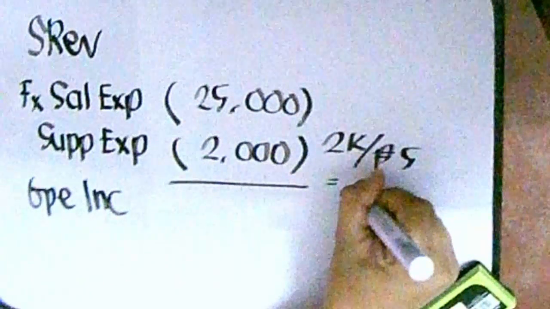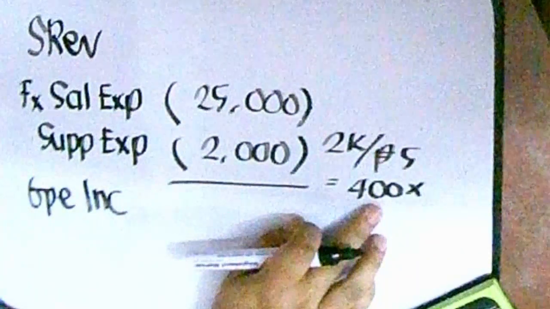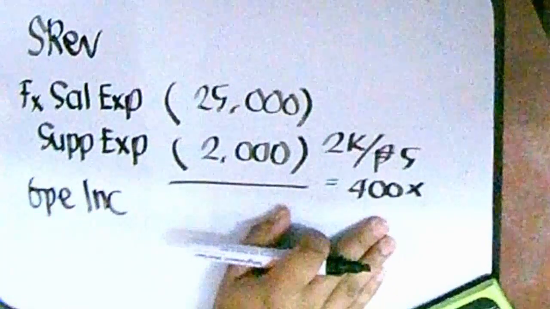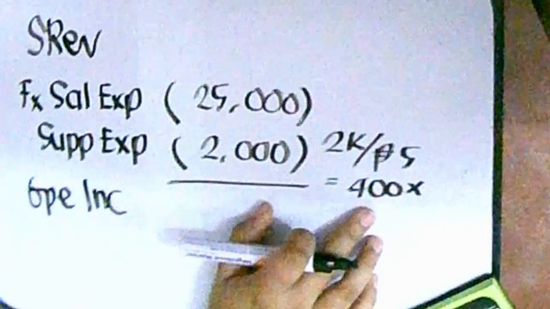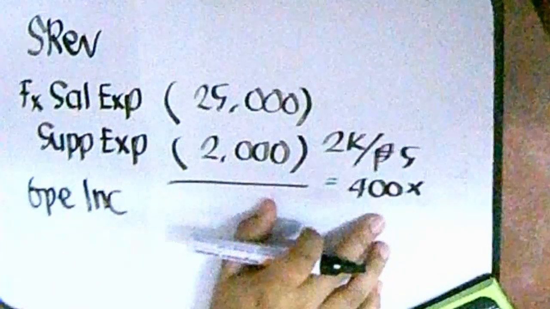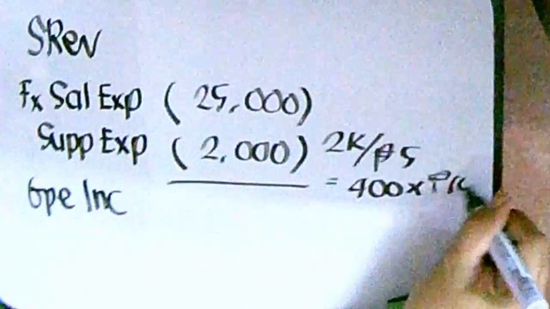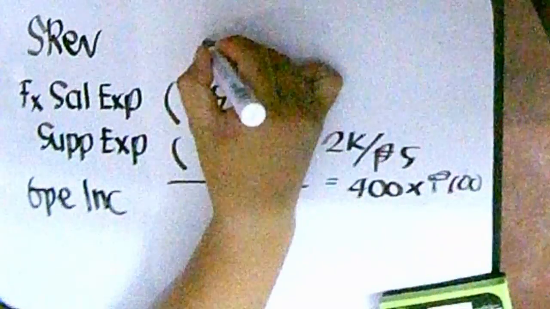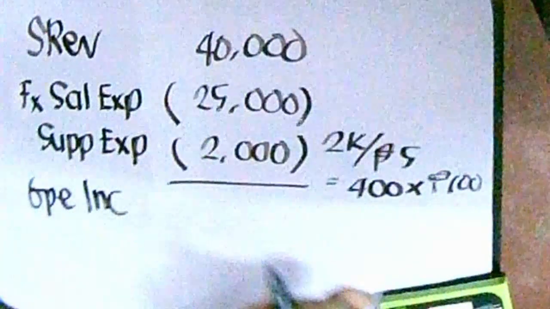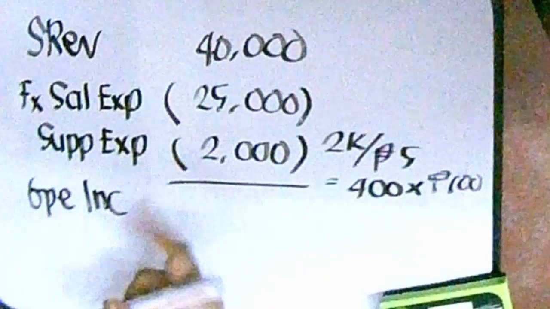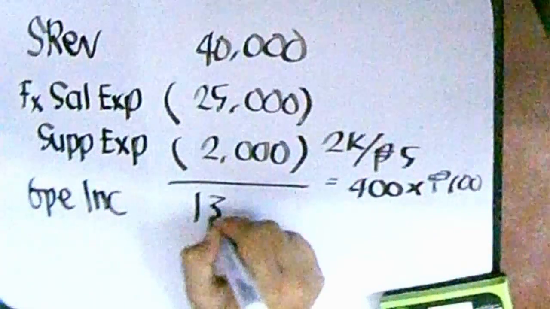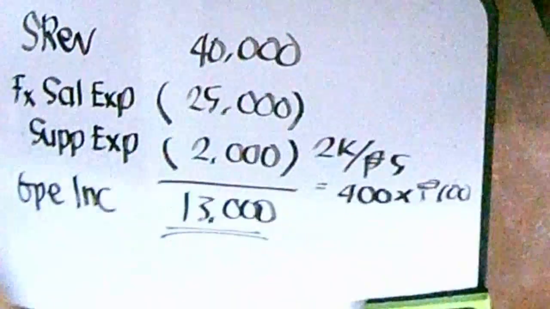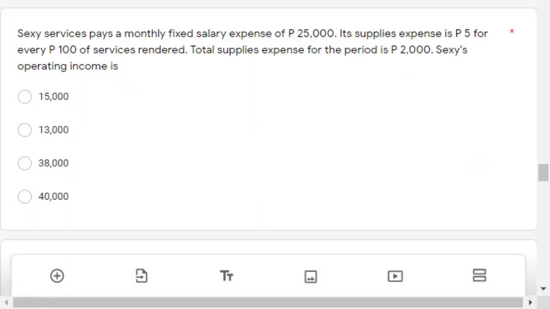Ibig sabihin 400 times yung na-render na service. So that is 400 times 100 pesos yung service revenue natin. So 400 times 100, that is 40,000. So 40 less 25 less 2, ang operating income natin is 13,000 pesos. So yan, next question natin.